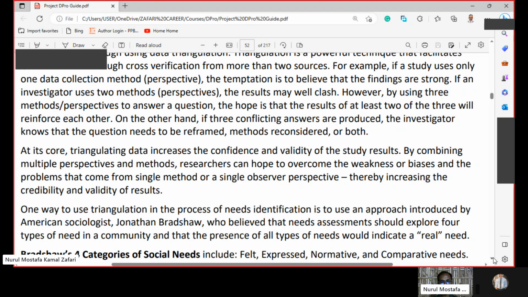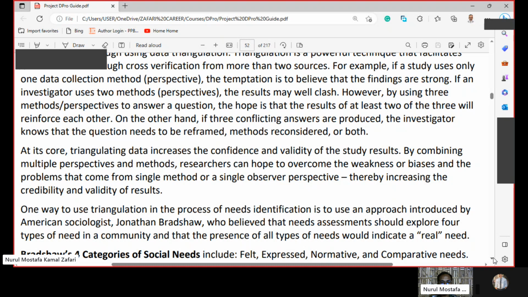At its core, triangulating data increases the confidence and validity of the study results. By combining multiple perspectives and methods, researchers can hope to overcome the weaknesses or biases and the problems that come from a single method or a single observer perspective, thereby increasing the credibility and validity of results.